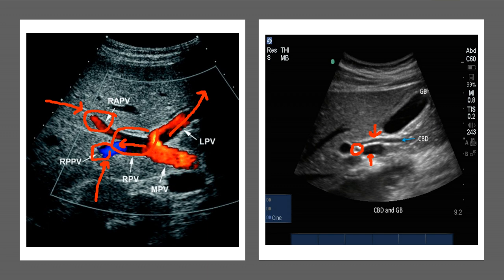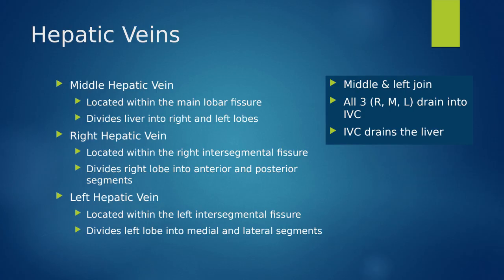Hepatic veins, these are going to drain the liver and communicate directly with the IVC to go right back to the heart. We have three of them, three major ones, the middle, the right, and the left. We'd said previously that our middle and our left sometimes join together prior to emptying into the IVC, but regardless, all three of them empty into the IVC to drain the liver completely.